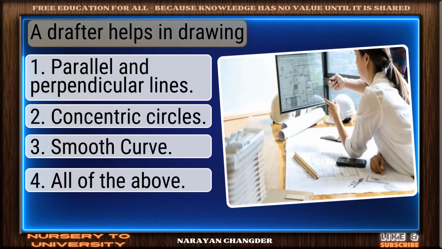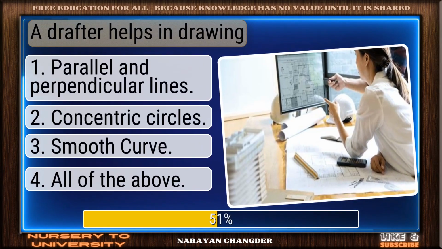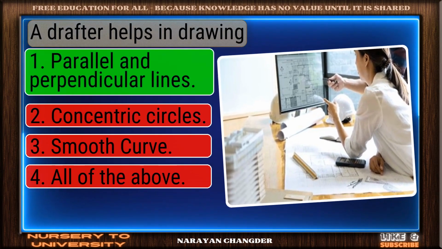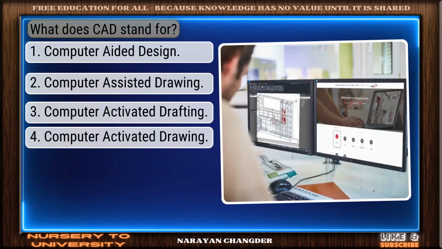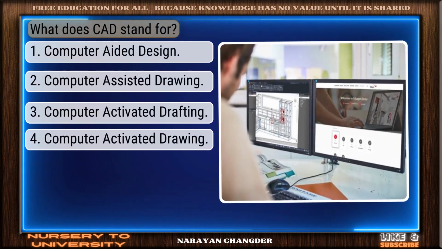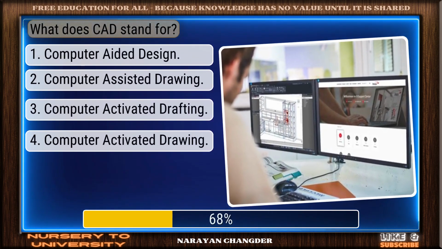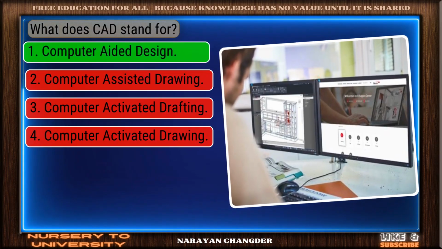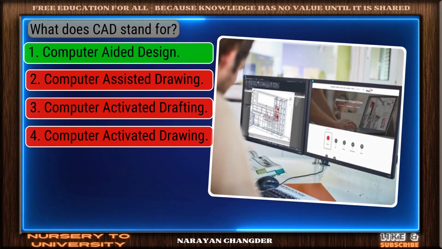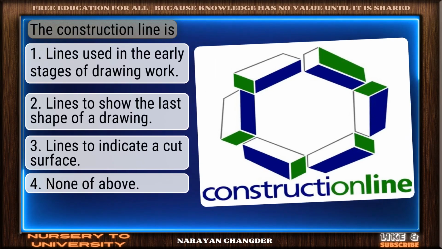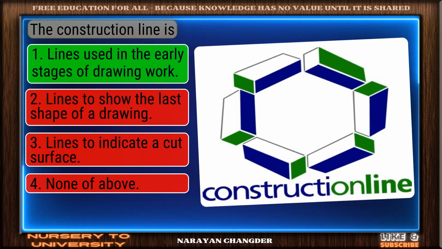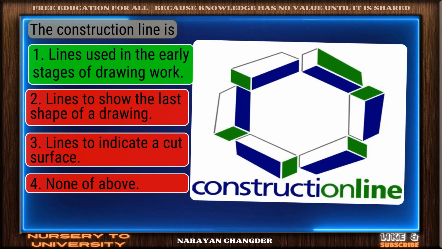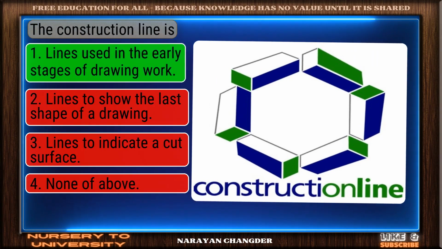A drafter helps in drawing. Right choice. Parallel and perpendicular lines is the best answer. What does CAD stand for? Well picked. Computer-aided design is the correct answer. The construction line is. Bravo! Lines used in the early stages of drawing work is the answer.